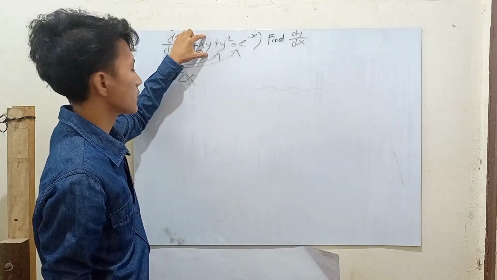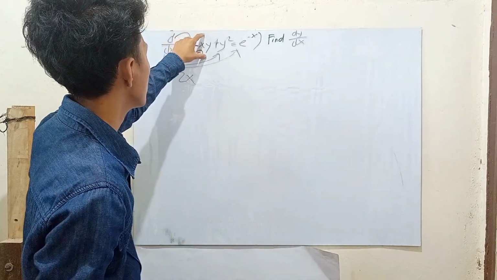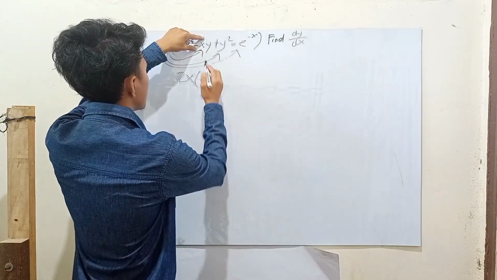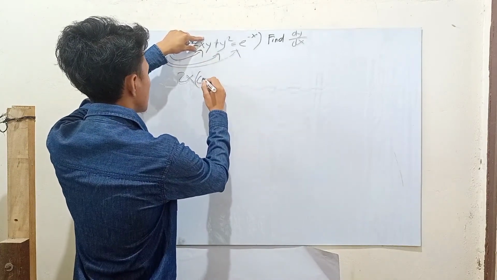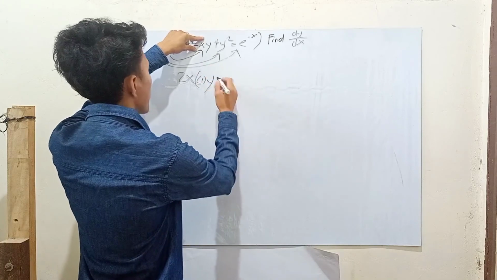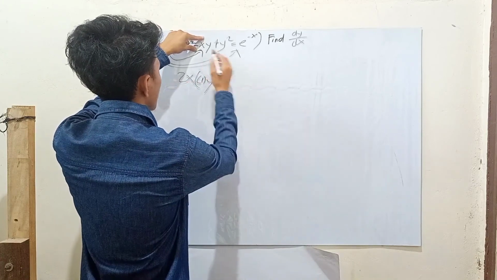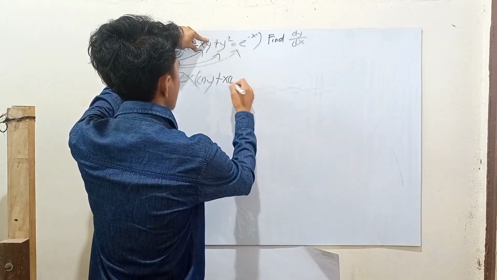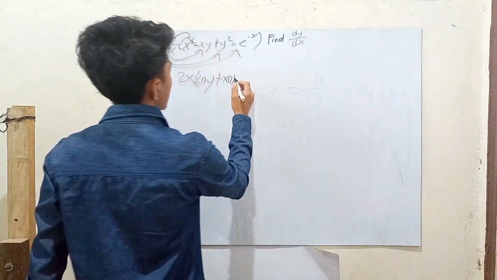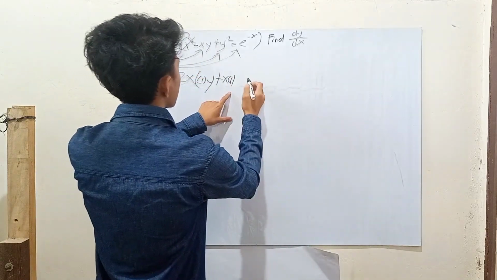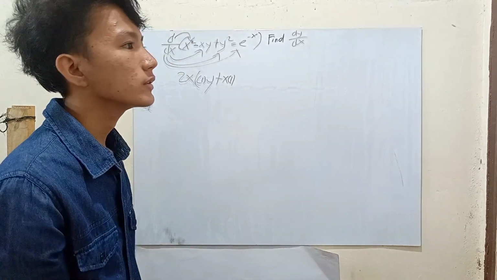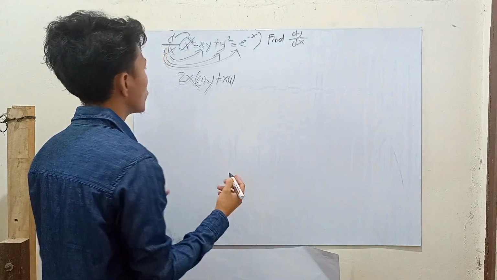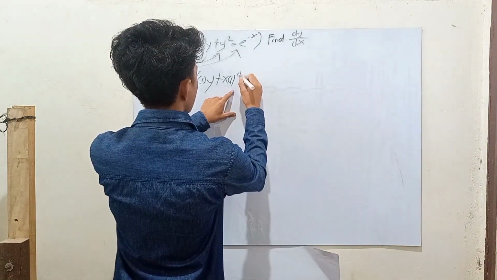the derivative of xy. To get the derivative of xy, we need to use the product rule. First, the derivative of x is 1, multiplied by y, plus x times the derivative of y, which is 1. Don't forget that when you derive a y variable, you need to multiply it by dy over dx.